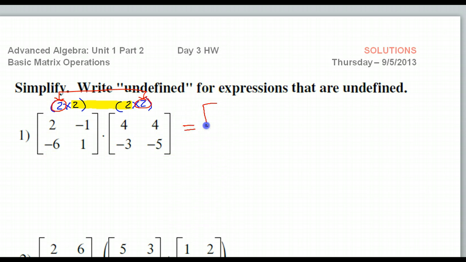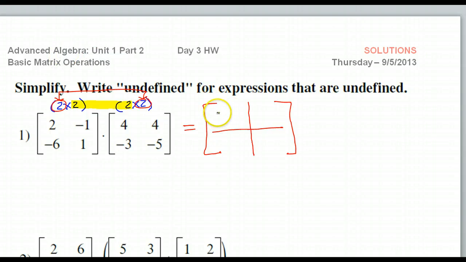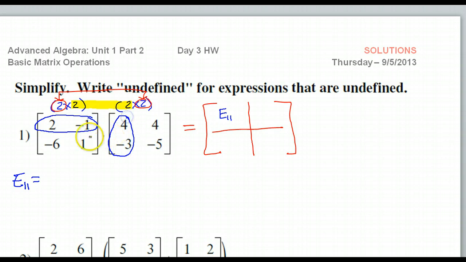Okay, so I'm going to do that. So here comes a 2 by 2 matrix. I'm just going to use lines to organize. Okay, now here's how you find each individual part. This first element, I could call it element 1, 1, because this element is in the first row and the first column. So if I want to find element 1, 1, then I have to do the first row times the first column.